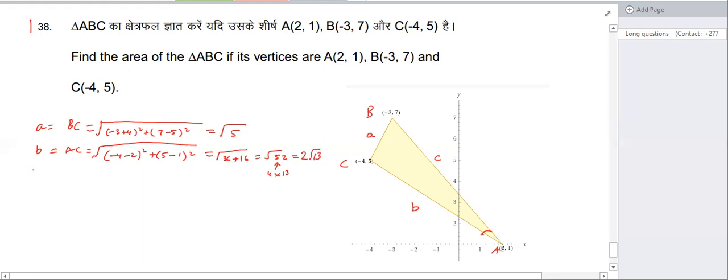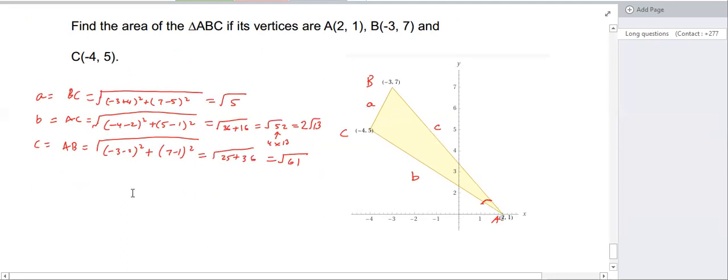And then c is equal to AB, which is equal to the square root of minus 3 minus 2 all squared plus 7 minus 1 all squared, which is equal to the square root of 25 plus 36, which is the square root of 61. Now we have the lengths of all the sides.